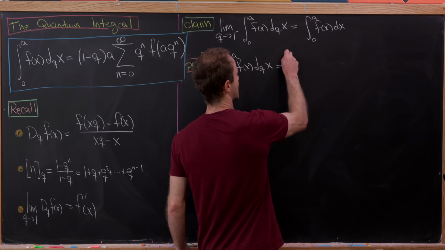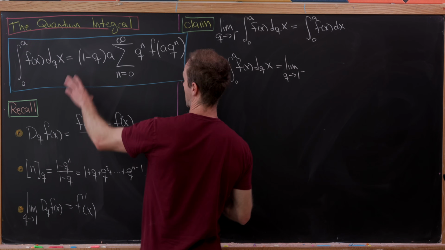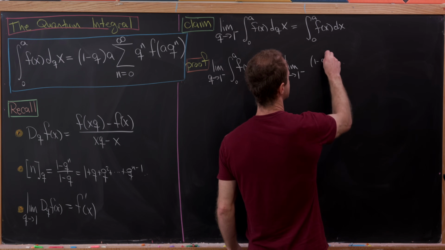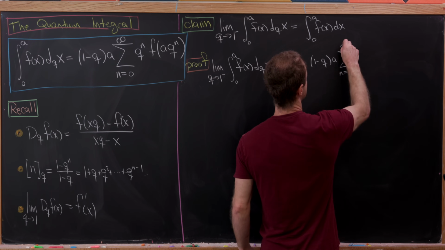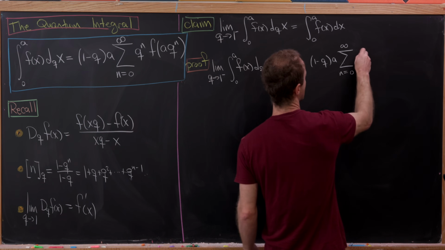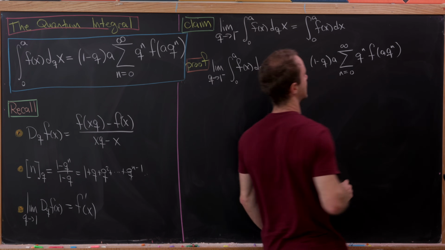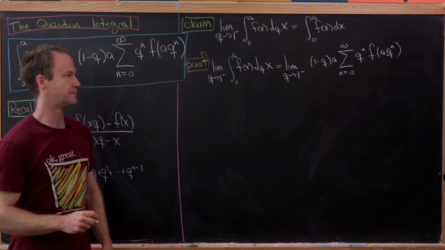Okay, so here I'm just going to go through the calculation. Let's first write down the definition of our quantum integral. So we'll have (1 - q) times a, and then the sum as n goes from 0 up to infinity of q^n times f evaluated at a times q^n. Okay, so that's looking pretty good.